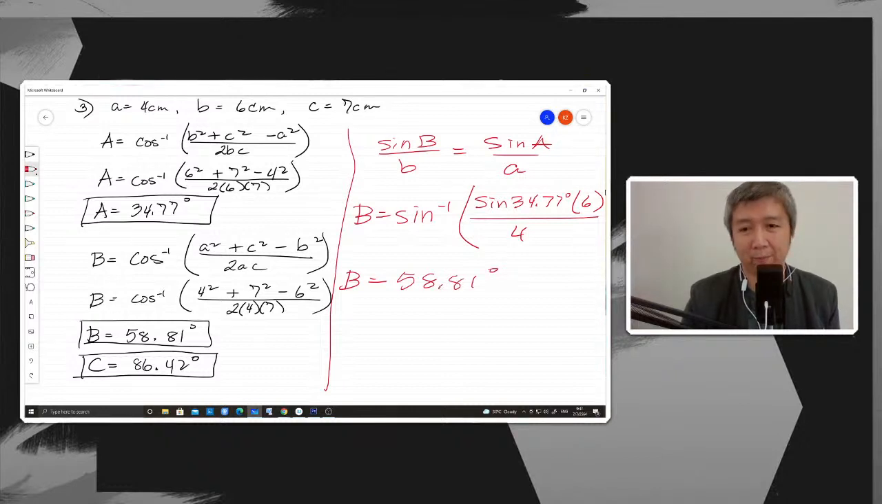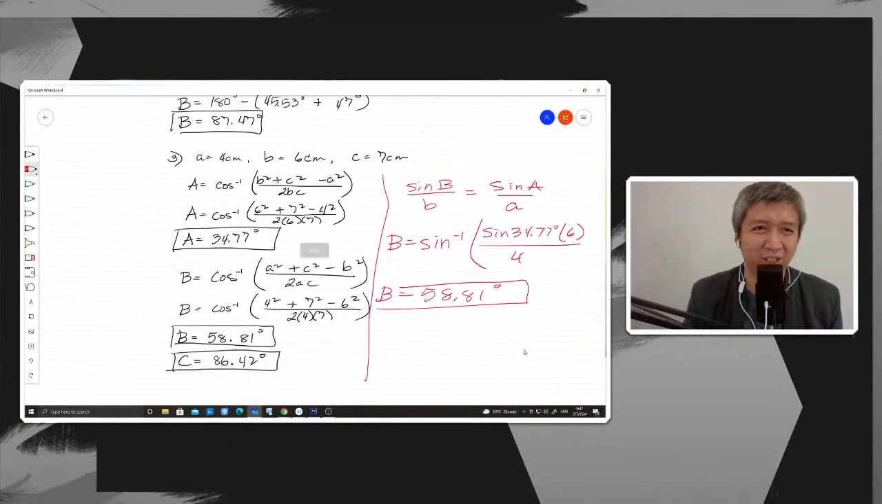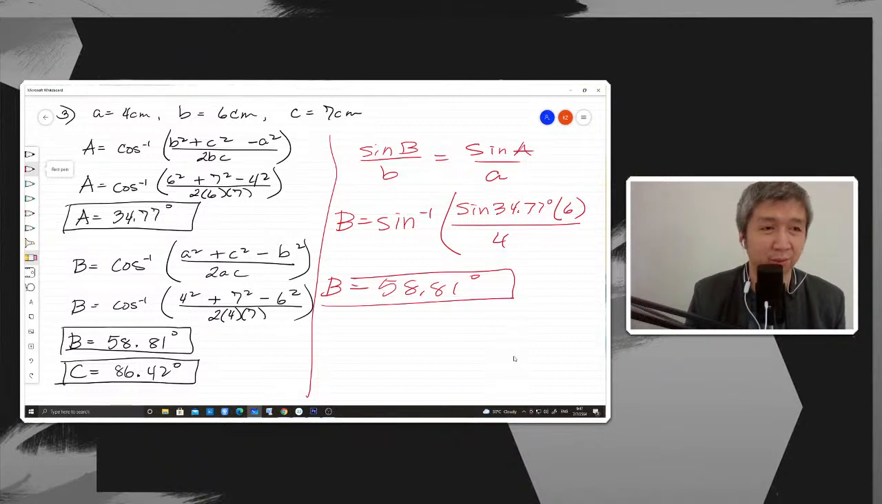58.81 degrees. So it's up to you, after finding the one angle, you can use the law of sines if you want. But to make sure, maybe cosine only. I will put instructions: use the law of cosines so that all of us can have the same answer, because sometimes there's a little bit of difference if you use cosine and then another one uses the law of sines. Okay? All right.